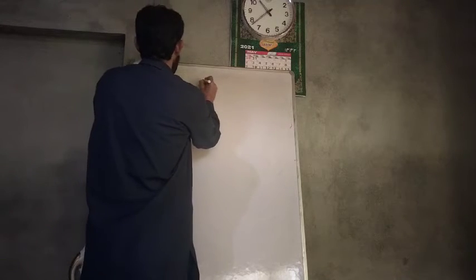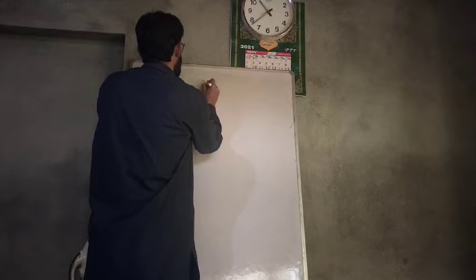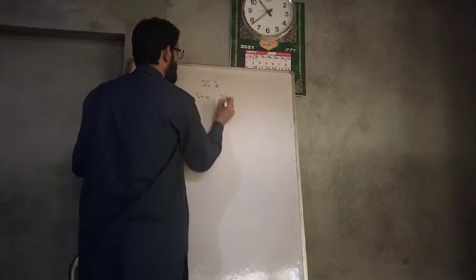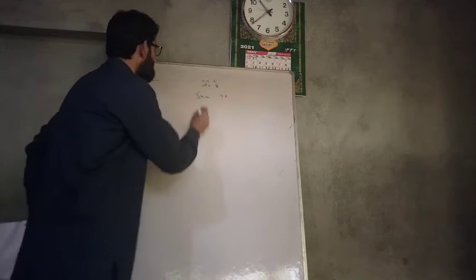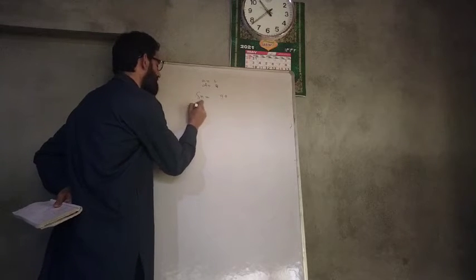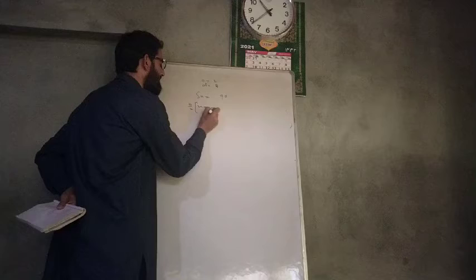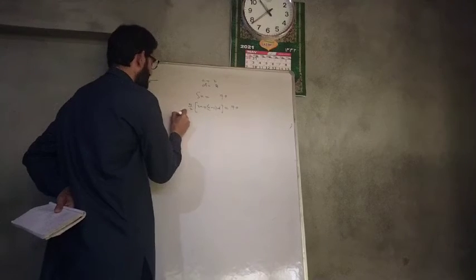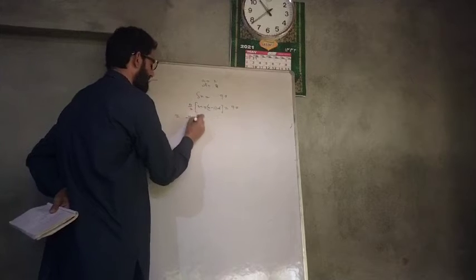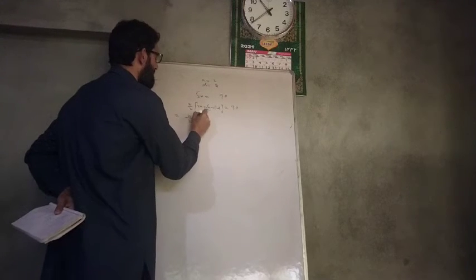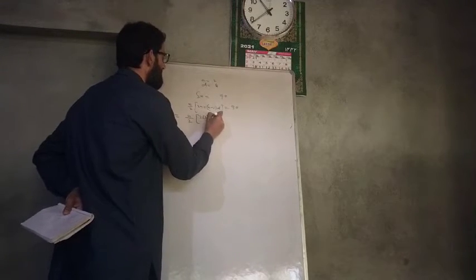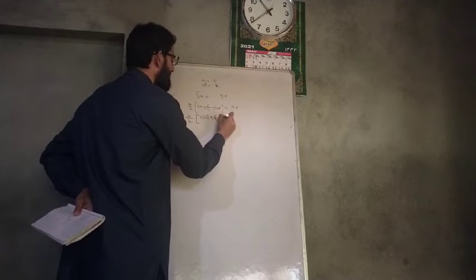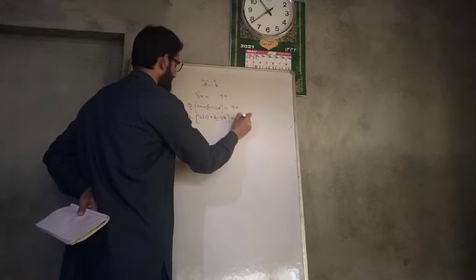This is the sixth part. A is equal to 2. What is D? D is equal to 8, and Sn is equal to 90. What is our Sn? Sn is n by 2 into 2A plus n minus 1 into D, and this is equal to 90. So n is to be determined. What is n? 2 into 2 plus n minus 1 into D, where D is 8, is equal to 90.